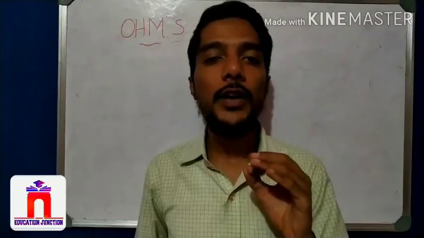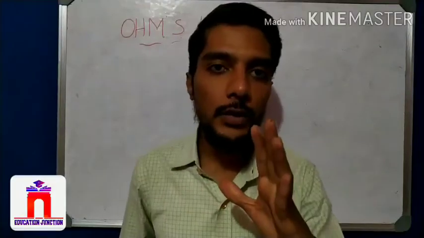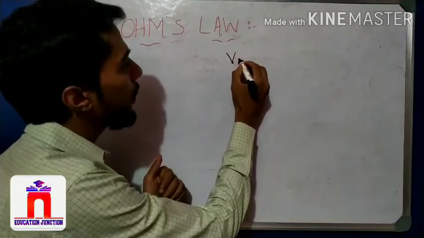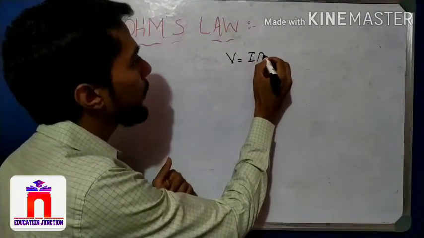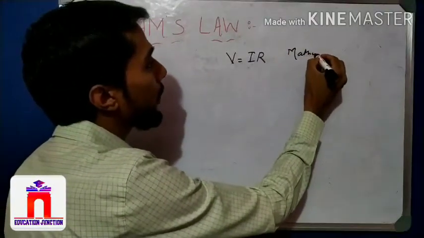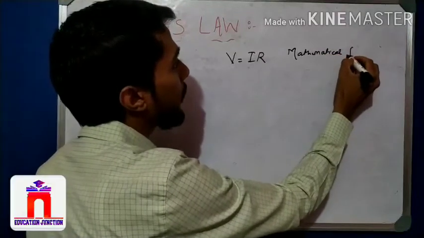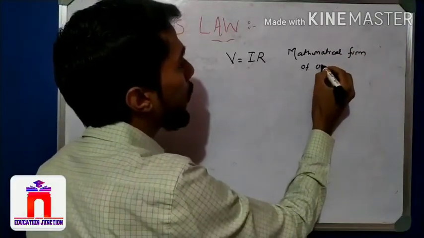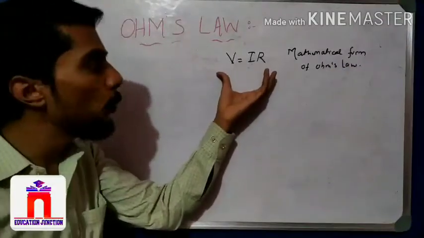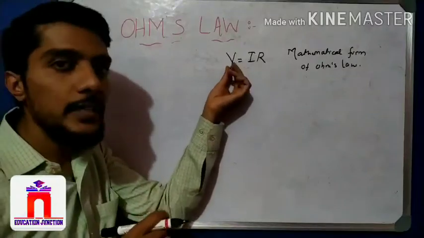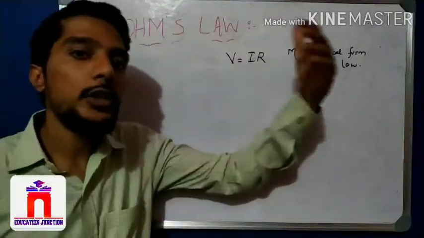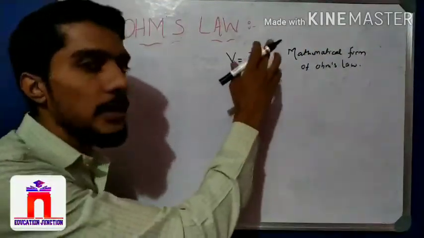Now come to the very important point about Ohm's law, that is V is equal to IR. So we know about Ohm's law, that is V is equal to IR. What is this? It is nothing but the mathematical form of Ohm's law. You know the statement. Remember the statement. V is directly proportional to I. Potential difference across the ends of a metallic conductor is directly proportional to the current in the circuit, where R is the resistance.